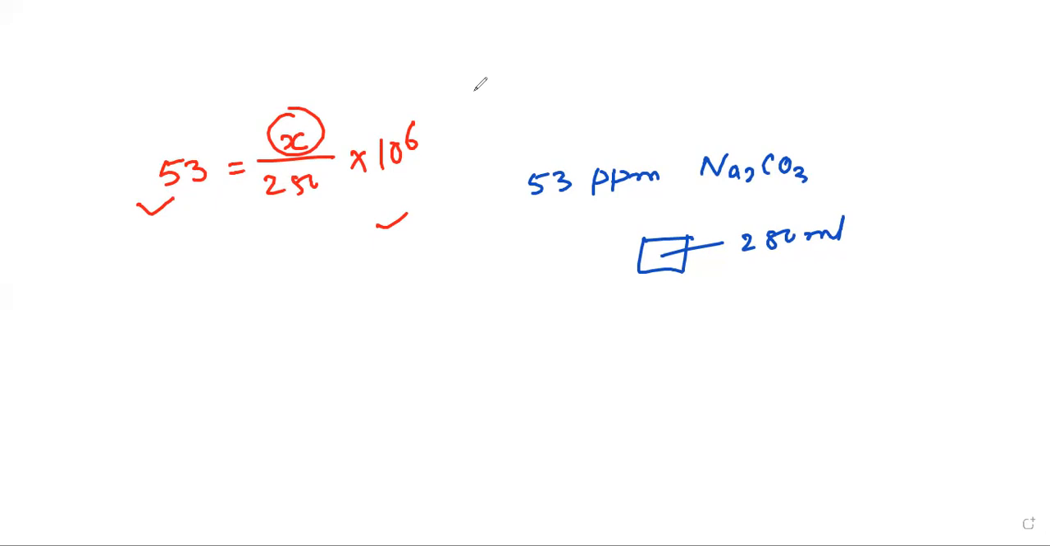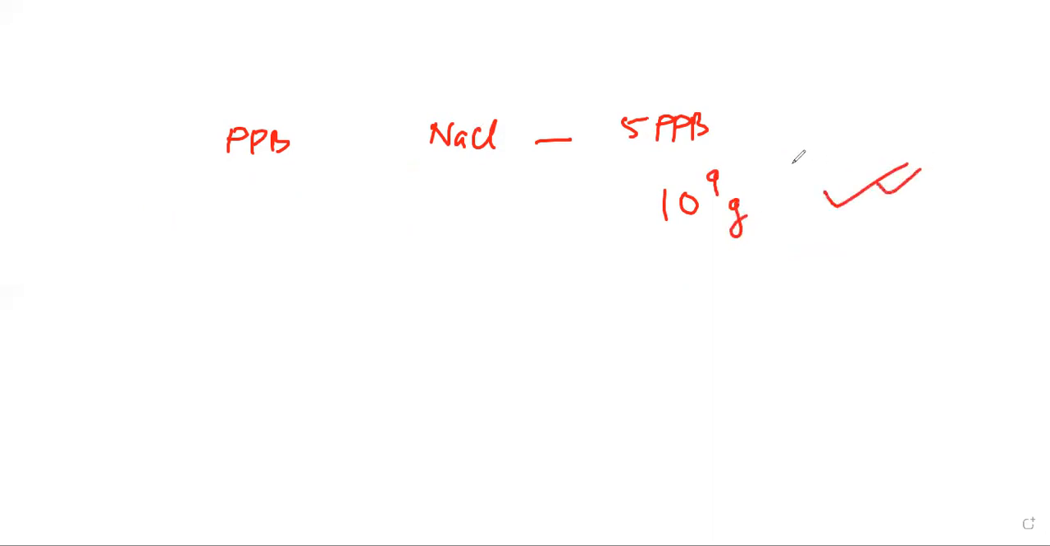Then ppb, parts per billion. Suppose NaCl is 5 ppb, it means 5 gram of NaCl in 10 to the power 9 gram of solution.